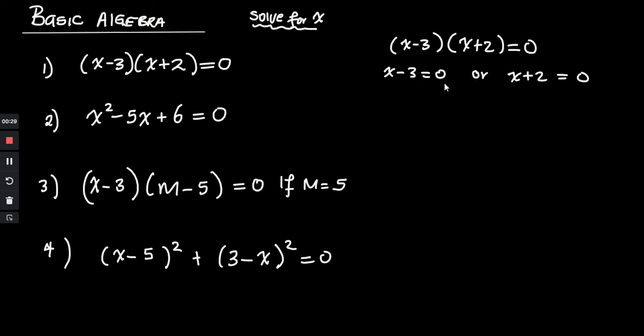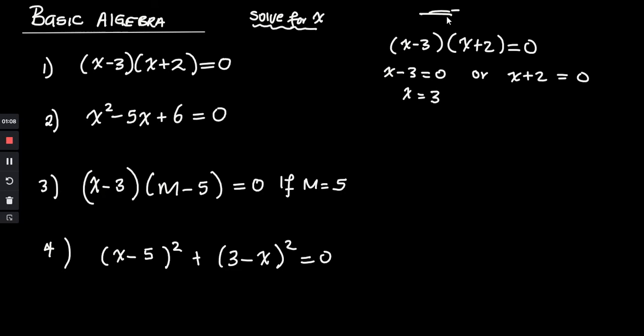And what does this mean? It means that at least one of these brackets must be 0 in order for the product to be 0. If this bracket is 0, you have 0 times any number here, say 50 or 5. 0 times 50 is 0. So in this case, we can have a 0 solution when x is equal to 3. That means we have 3 minus 3, which is 0, and then 0 times anything in this bracket will give you 0.